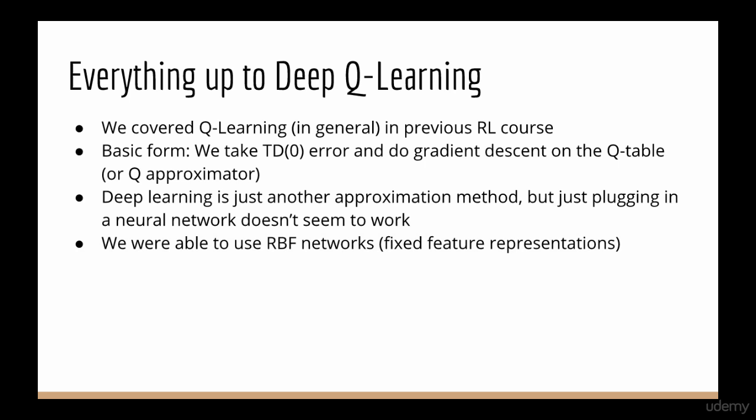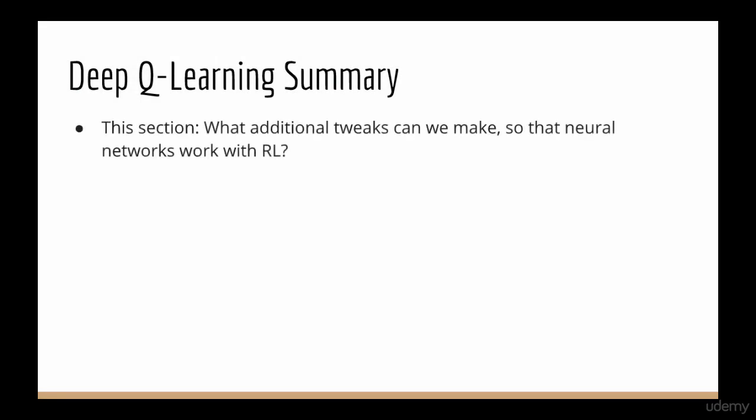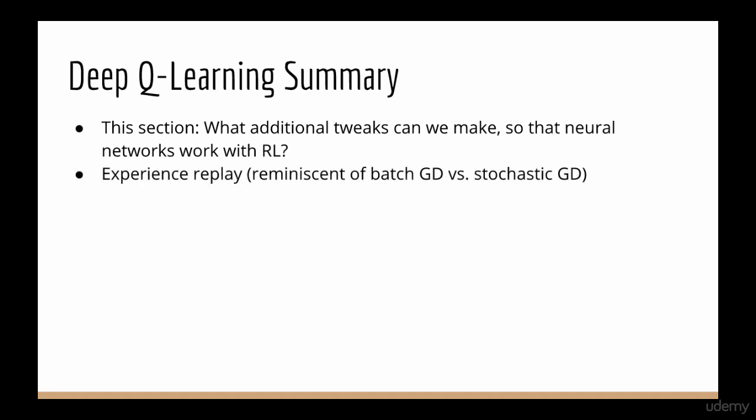We were, however, able to use a type of neural network called the RBF network that has a fixed feature representation. So that's everything we did up to this section. In this section, we answered the question, what additional tuning can we do to get neural networks to work with reinforcement learning algorithms like Q-learning? So let's list out some of those techniques.